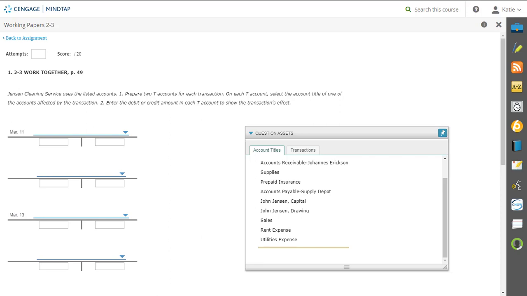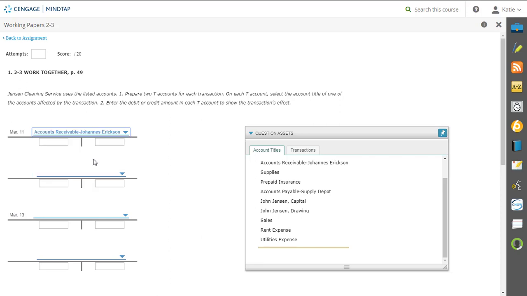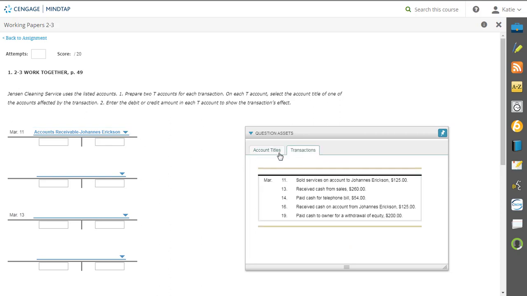So I did all of that before I started clicking on anything over here in my T accounts. The first account that we're going to affect is accounts receivable Johannes Erickson, and you just told me that we're going to debit it, and that was for $125.